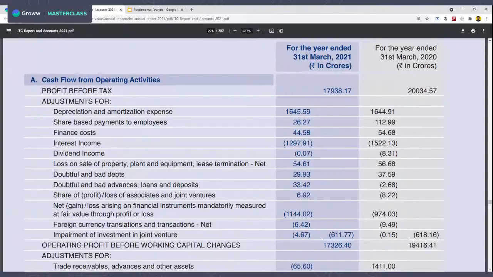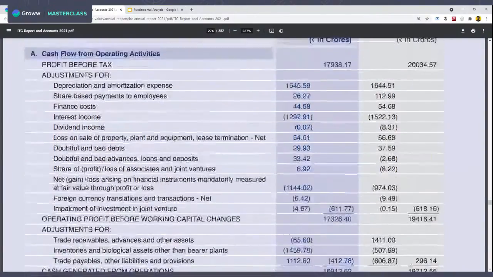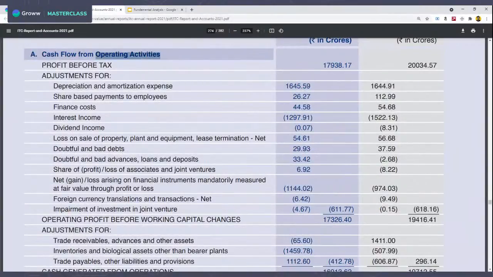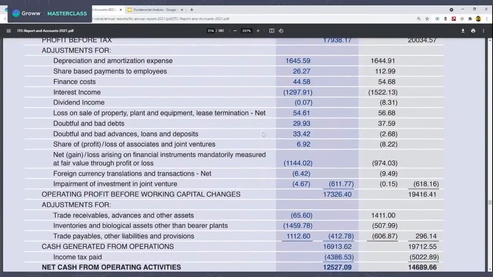So for example, depreciation is not exactly an expense because you don't give it to anyone else. So this is coming back in the company. It's a part of the company itself. So this basically talks about all the cash flow coming from operating activities. Okay, understood? Great.